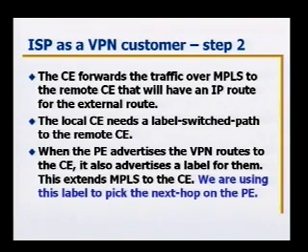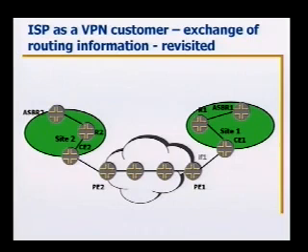And how are we going to achieve this? We're going to set up a label switch path between the remote PEs. And to accomplish this from a practical point of view, when the PE advertises the VPN route to the CE, it will also advertise a label for them. So this basically will extend MPLS all the way to the CE. And then we're going to use this label in order to pick the correct next hop on the PE. So let's see how it's done.